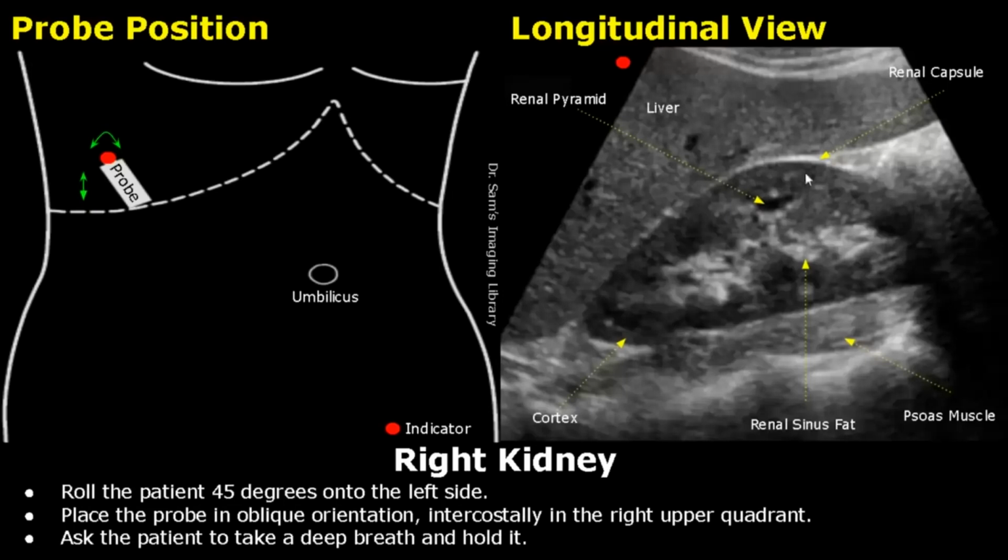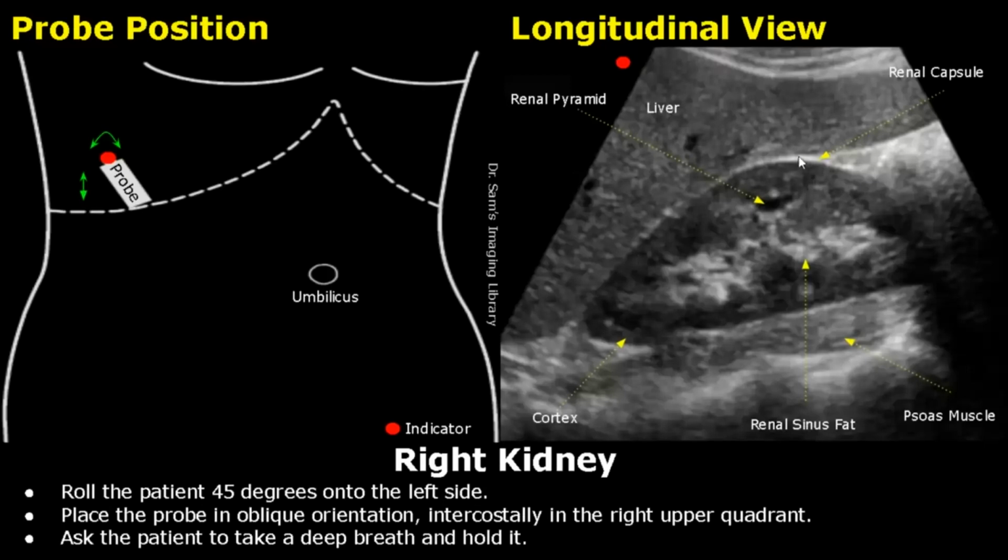This interface between the liver and right kidney is a potential space called Morrison's pouch. In case of ascites and trauma, you may find anechoic fluid in the Morrison's pouch.